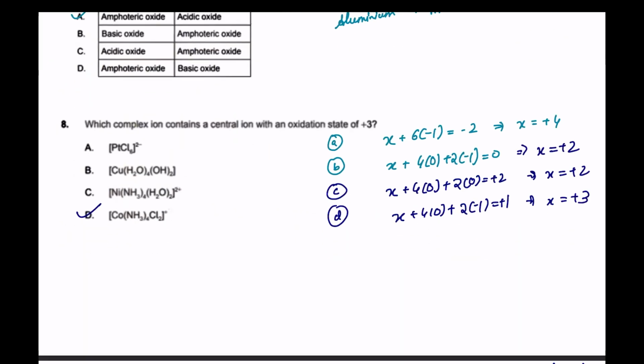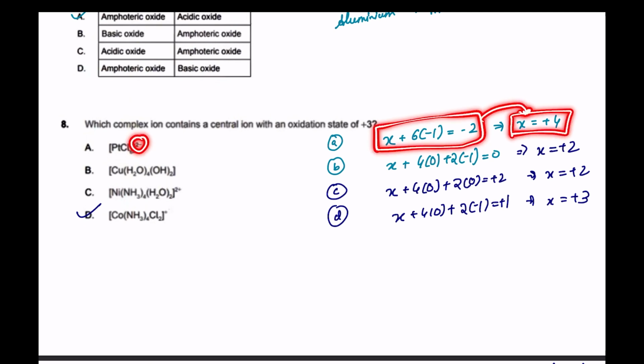Then the next question: we have to find out which complex ion contains a central ion with oxidation state of +3. We would be applying our general formula to calculate the oxidation state. Here Pt is the central atom, so let's assume that the oxidation state of Pt is X. The oxidation state of chlorine is always -1. We have 6 chlorine, so 6 times -1, and this will be equal to the total charge, which is -2. From here, we can figure out the oxidation state of platinum, which comes out as +4.